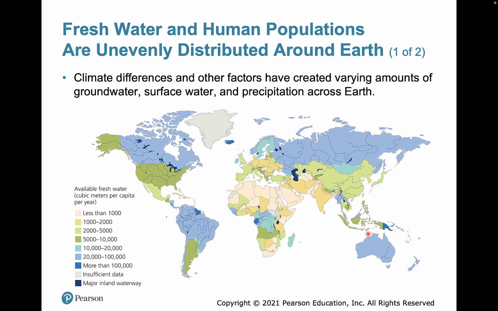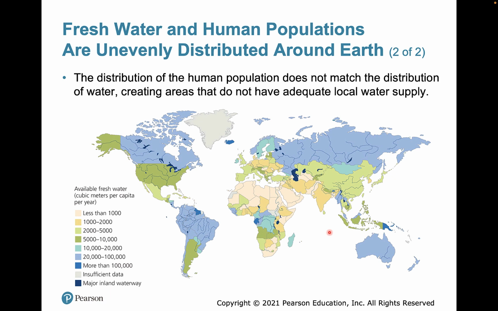Water is not evenly distributed. There are areas that have very little water and areas that have quite a bit of water. And there's varying degrees of precipitation across the planet too. So water is one of those precious resources.